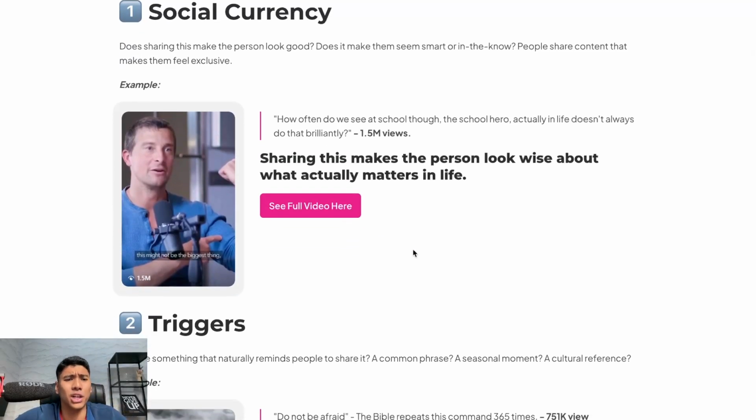So number 1 is social currency. What it is: does sharing this make the person that shares it look good? Does it make them feel smart, feel prideful about their life, feel very in the know, feel updated? So people share content that makes them feel or look better to other people. Okay, that's literally what social currency is.